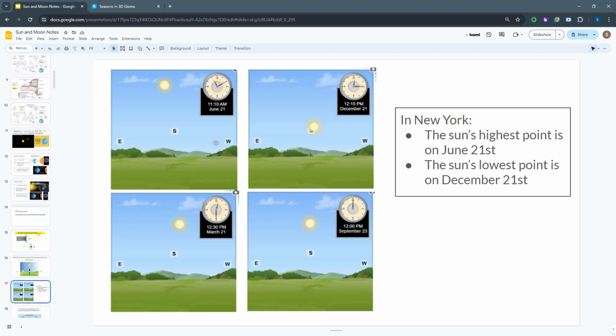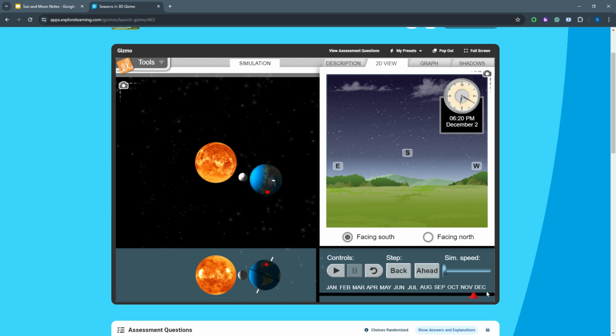And if you compared the path of the sun in different seasons, you would see that on June 21st, the sun's highest point is actually a lot higher in New York. But on December 21st, the sun's highest point is actually very low in New York. If we're looking at March 21st and September 23rd, it looks like the sun's highest point is somewhere below the summertime, June 21st, and somewhere above December 21st. So this is what you can see here as well.